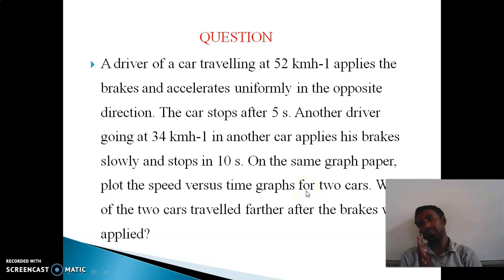See, look at the children. Before, what were we using? We were using the equations of motion and then solving. But here we should not use these equations of motion. So without using those equations, how can we solve the problem? I taught the graph, no? That speed and time graph.